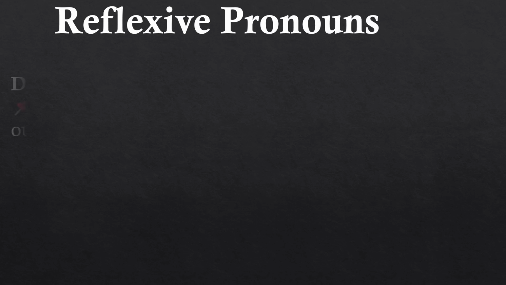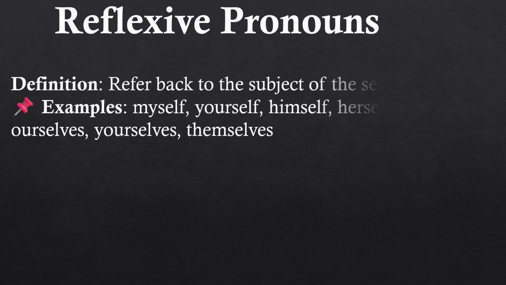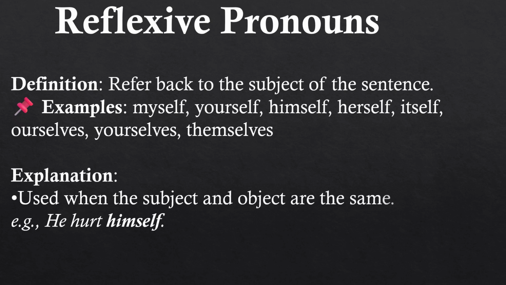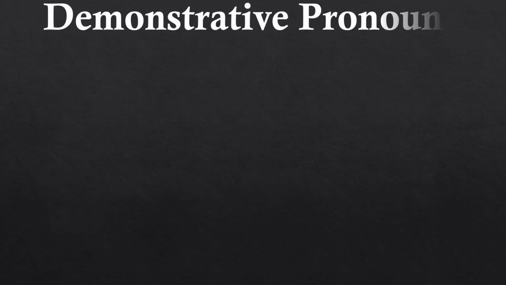Reflexive pronoun refers back to the subject. Myself, yourself, himself, herself, itself, ourselves, yourselves, themselves. These are reflexive pronouns. In a sentence, we can use it as: He did his homework himself. She hurt herself.